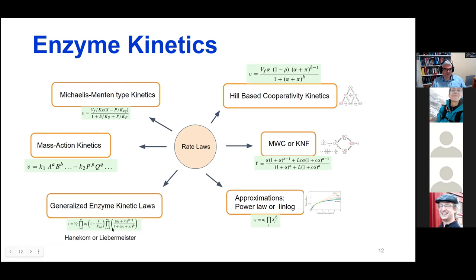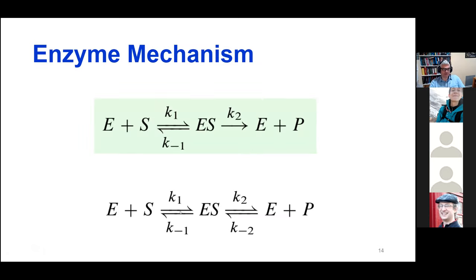So these are generalized, they can be used in any situation. They try to cover all the bases. They can be quite useful if you're stuck. If you know a little bit more, if you have more information, you can always go for one of these, the Michaelis-Menten type equation, or one of these Hill equations, or the Monod-Wyman-Changeux equation, okay? So let's start with the Michaelis-Menten type equations.